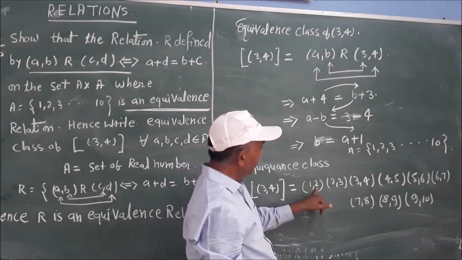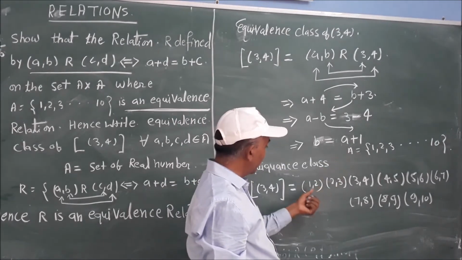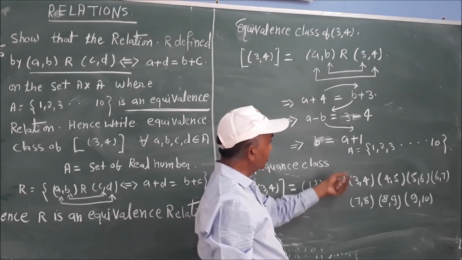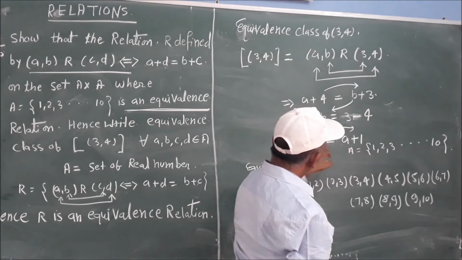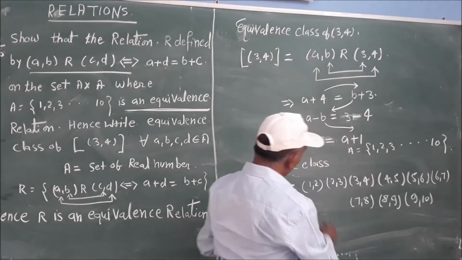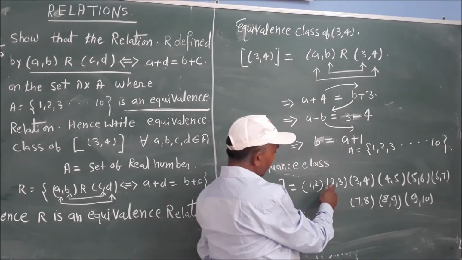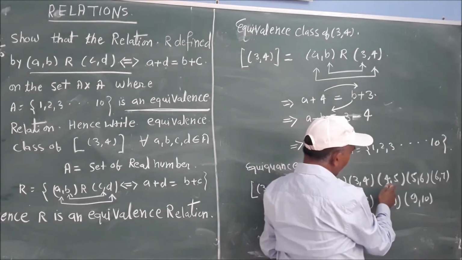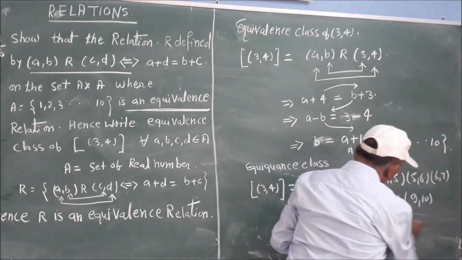Each element of B is greater than 1 by A. Difference between these two is equal to 1. See here, B must be A plus 1. So if you add 1, you will get this. If you add 1, you will get this, and like so on.